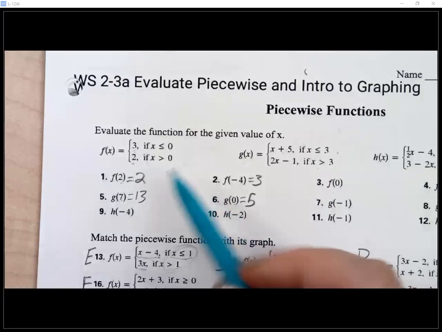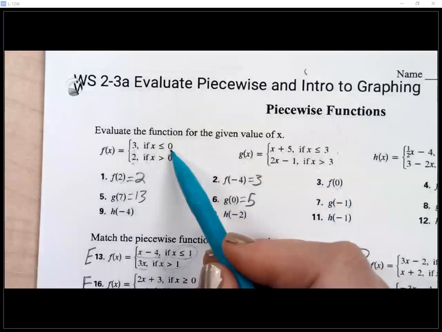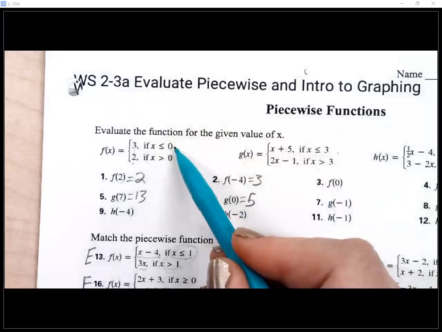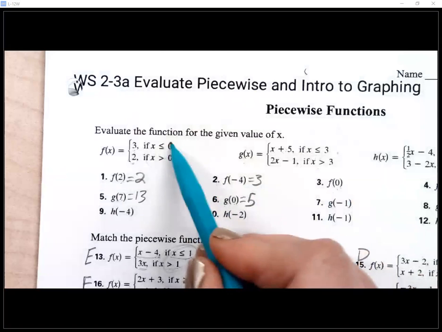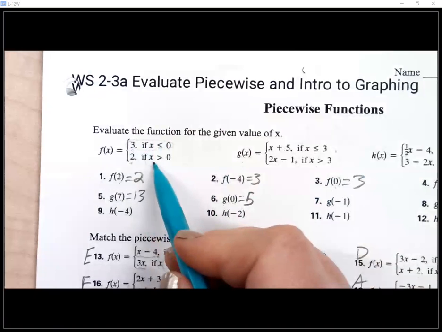How? Well, I'm plugging in 0, right? Is 0 less than or equal to 0? Yes. So I have to plug it into the top and get 3. You can't plug it into the bottom. 0 is not greater than 0, so it doesn't fit there.